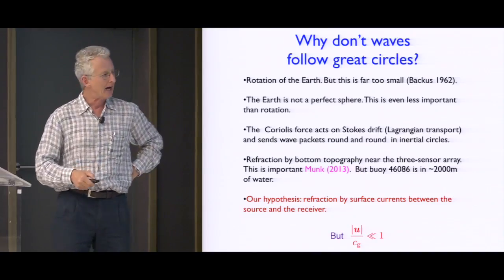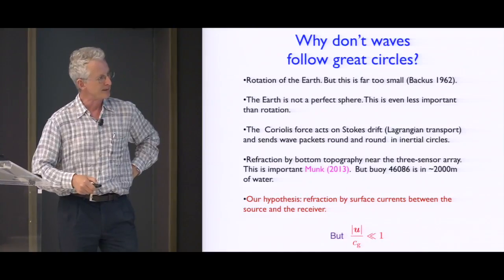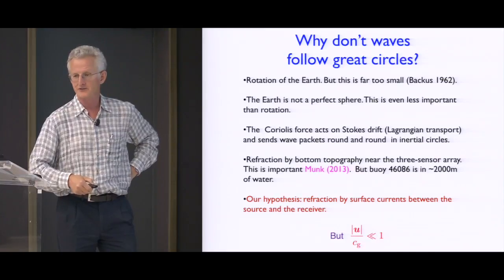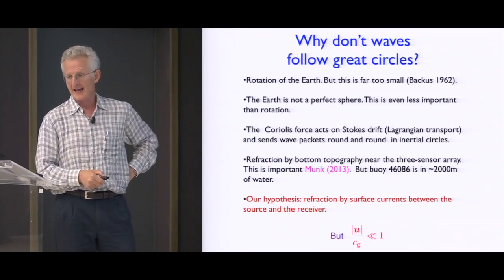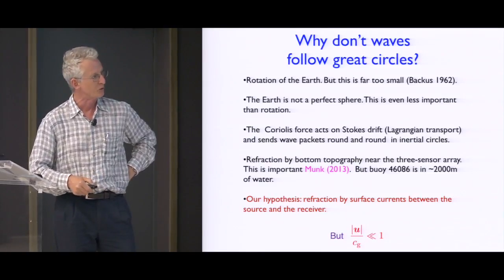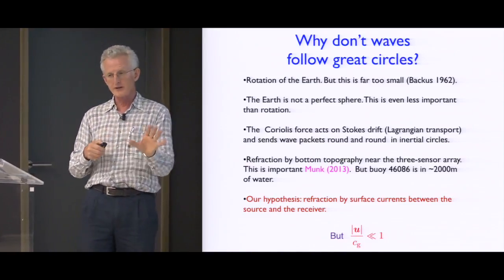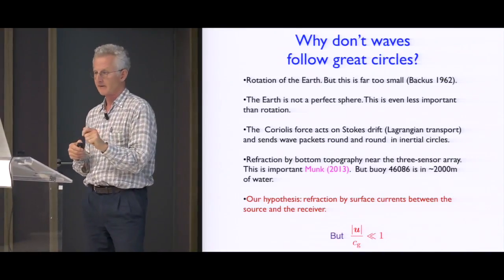Notice that this is a small parameter. Typical ocean current speeds are maybe 10 centimeters a second, whereas the group velocities are much faster, 10 meters a second. So there's a small parameter here. The question is, how can this relatively small parameter produce the observed deflections? It could be that the wind is a contributor to this, but we believe it's a secondary effect.